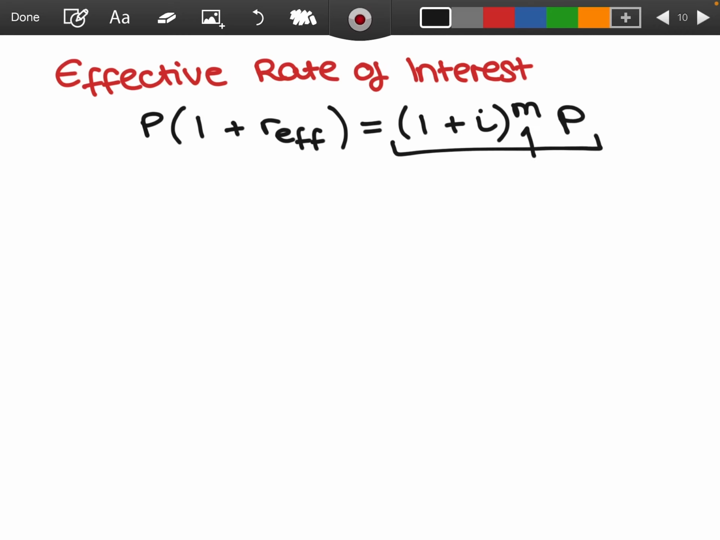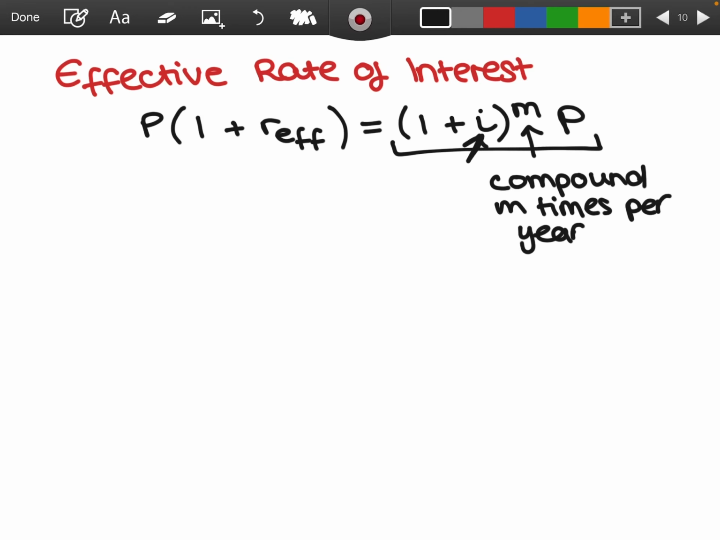My right hand side here is just my formula for compound interest, where I have to compound m times per year. So if I had to compound semi-annually, in this case I would say m is 2. If I had to compound quarterly, I'd say m is 4. I is just that rate like before, the interest rate per period. So exactly the same as before. P is my principal value.